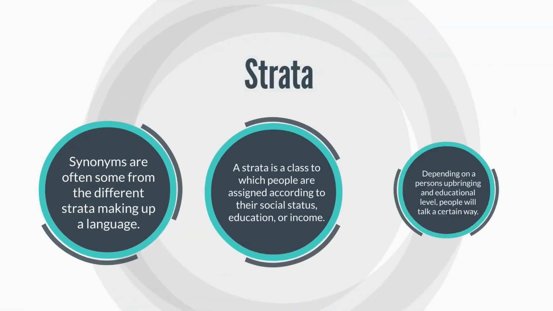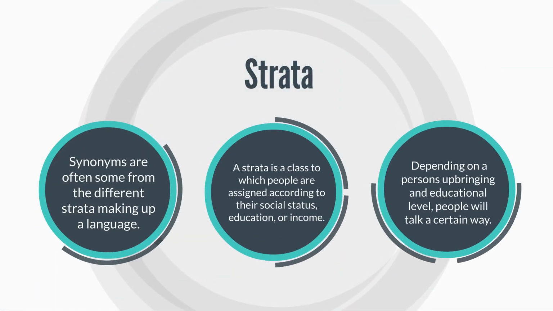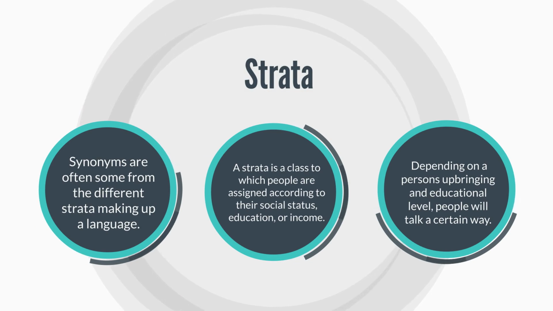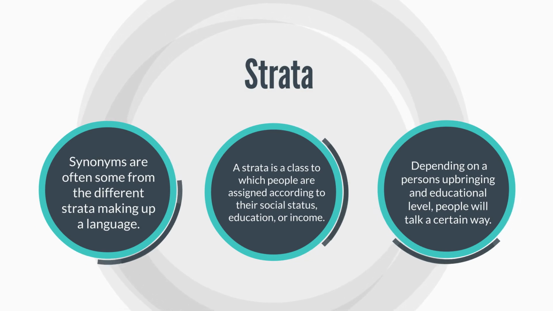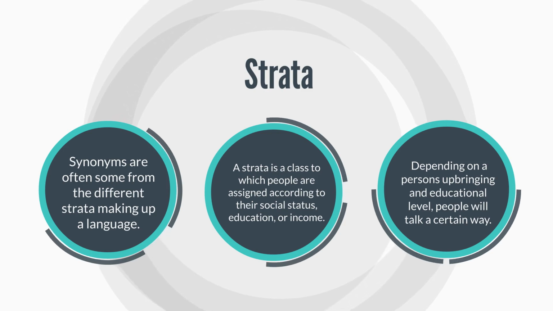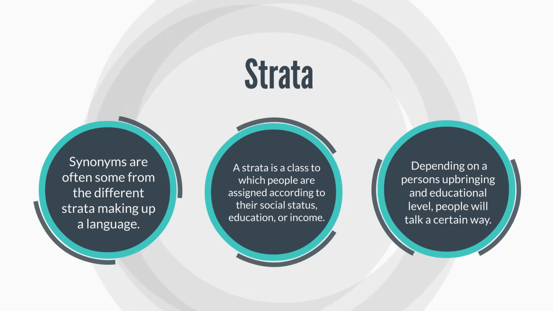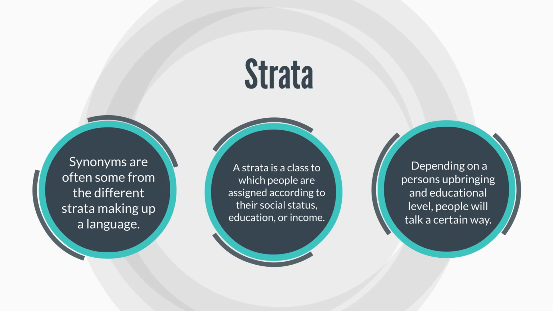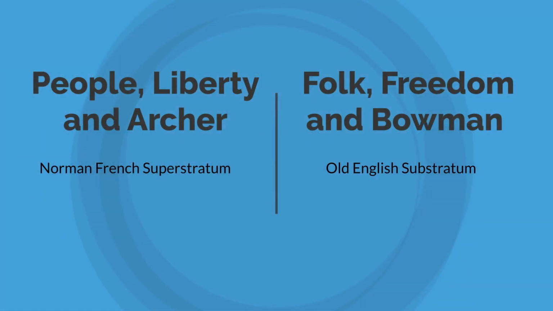Synonyms often come from the different strata making up a language. A strata is a class to which people are assigned according to their social status, education, or income. Depending on a person's upbringing and educational level, people will talk a certain way. For example, in modern English, we use Norman French superstratum words and Old English substratum mixed together. Thus, today we have synonyms like the Norman-derived words such as people, liberty, and archer, and the Saxon-derived words folk, freedom, and bowman.